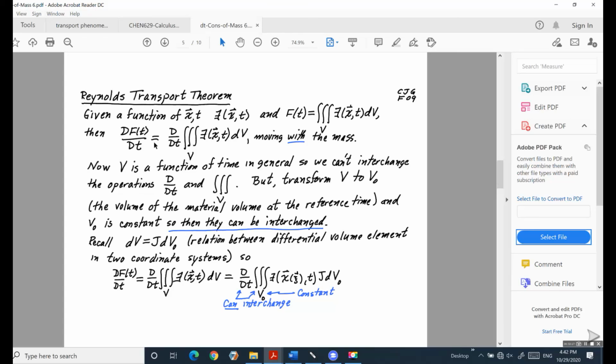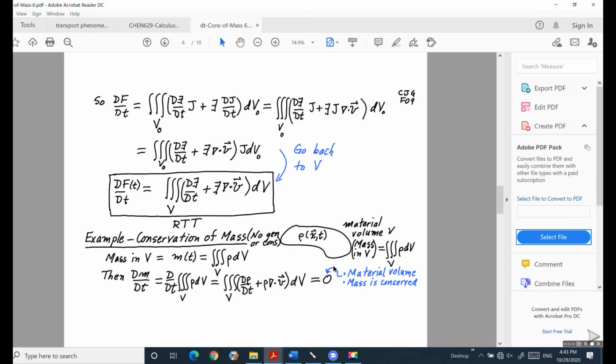Now I can get the material derivative of F with respect to t. It gives the result that one. And in here I just exchange the V with the V0. I know from before dV is equal to the Jacobian times dV0. If I put that here, I get that result. Then in the next part I obtain that one, then I get that one. Finally, this is going to be equal to the Jacobian dV0, which is equal to dV. So I call this, that one, the Reynolds transport theorem.